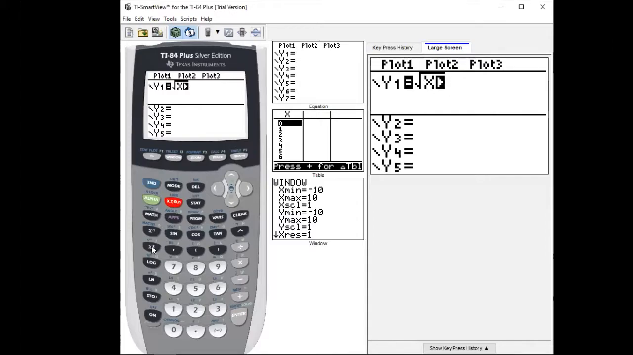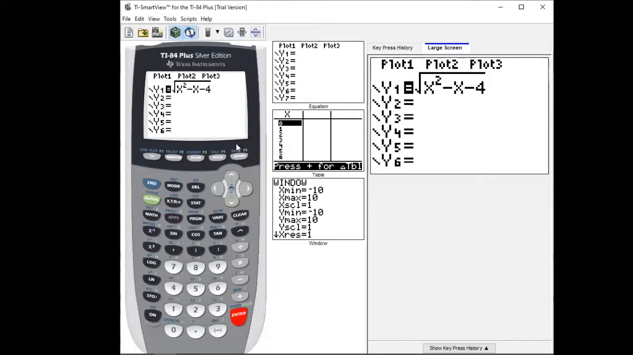So I'm gonna put x squared in there. And then I had negative x, take away x, take away 4. And I'm gonna hit enter. Now I'm gonna graph this. Notice my window is 10 by 10. I didn't mess with my window. I left the window 10 by 10.